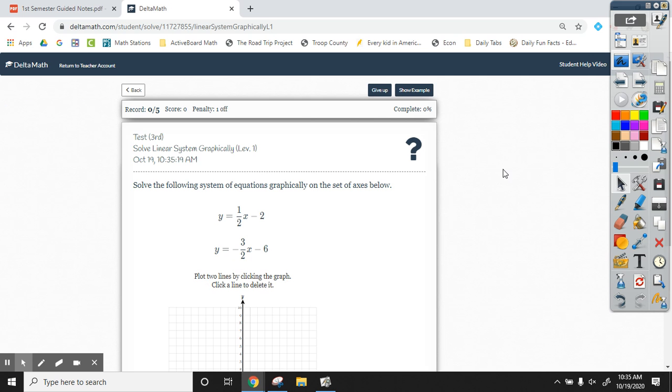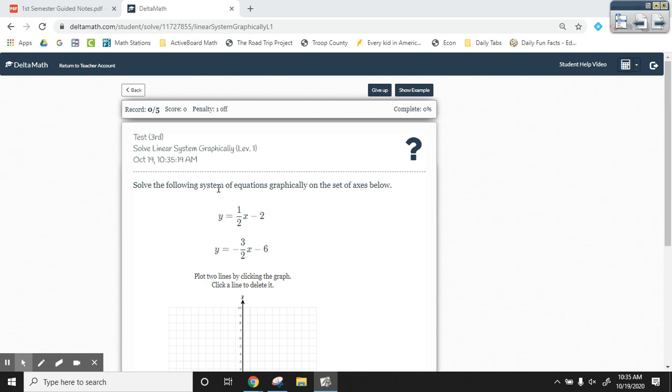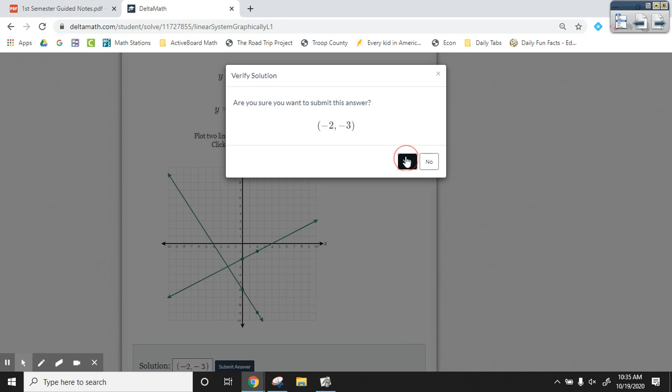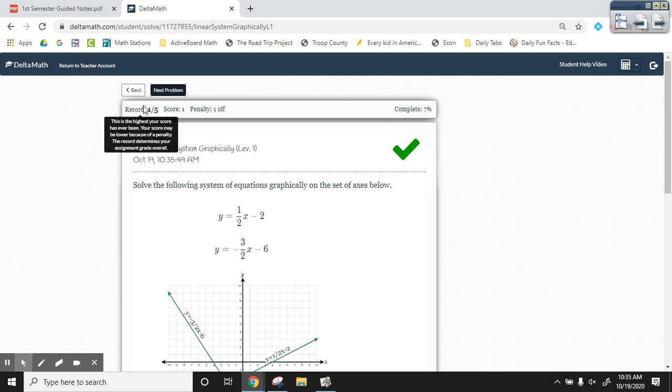So the first one is pretty simple. Everything is already in slope-intercept form for you, so all you're doing is graphing it. So I start at negative 2, up 1 over 2, and then I start at negative 6, I go down 3, right 2, and I see where it intersects. Then for my solution, I have to put it in parentheses. It will be negative 2 as my x value and negative 3 as my y value. So you have 5 of those.